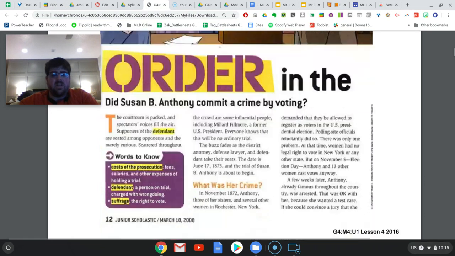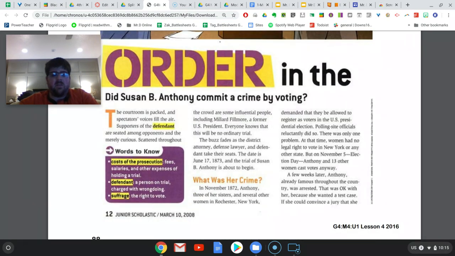Order in the Court. Did Susan B. Anthony commit a crime by voting? The courtroom is packed and spectators' voices fill the air. Supporters of the defendant are seated among opponents and the merely curious. And notice that defendant is a yellow highlighted word, and so it has it here in this Words to Know box, this text feature right here. So a defendant is the person on trial. So in this case, Susan B. Anthony is the defendant because she's the one being put on trial.